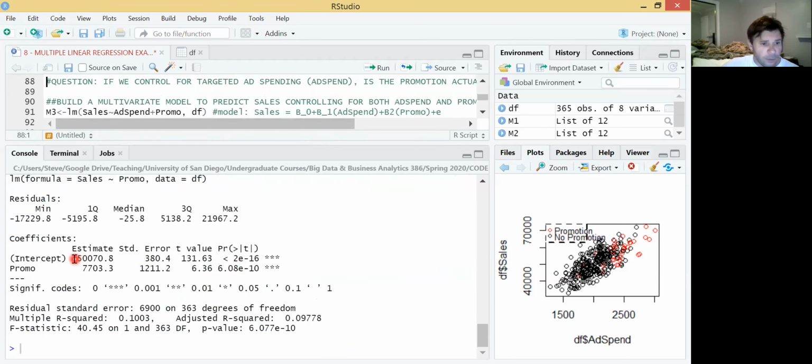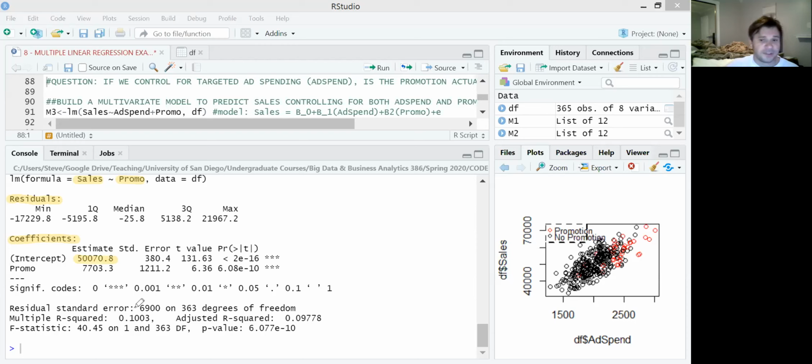And here we go. Okay, again, some important pieces of information to look at here. Regarding this particular regression, the y variable was sales, the only x variable was promo. Again, we're given some information on the residual distribution, but the most important place for us to look in terms of model diagnostics is here. Here we see that the intercept term is about 50,000.